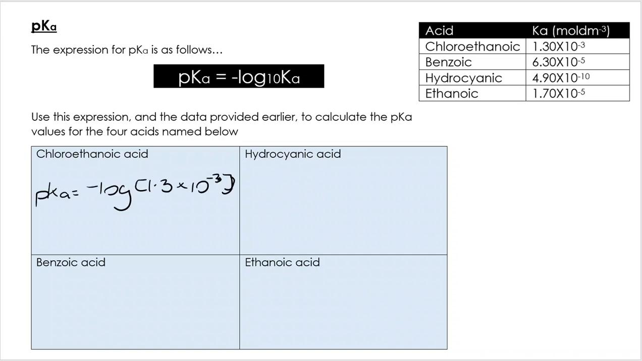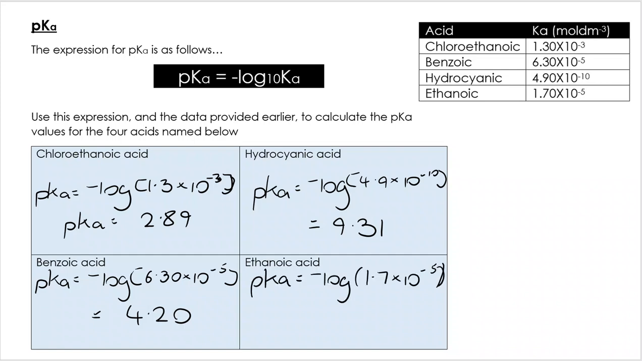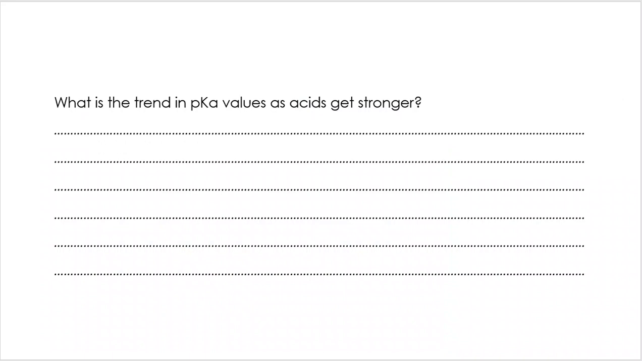It's as simple as putting the Ka value into the pKa expression. I will get a pKa of 2.89 for chloroethanoic acid. For hydrocyanic, I get a pKa of 9.31. For benzoic acid, I get a pKa of 4.20. For ethanoic acid, I get a pKa of 4.77. So one last question just to finish off. What is the trend in pKa values as acids get stronger?